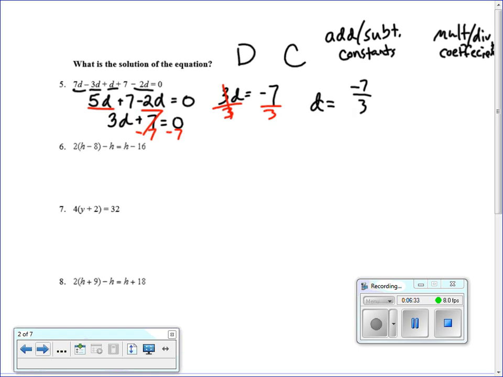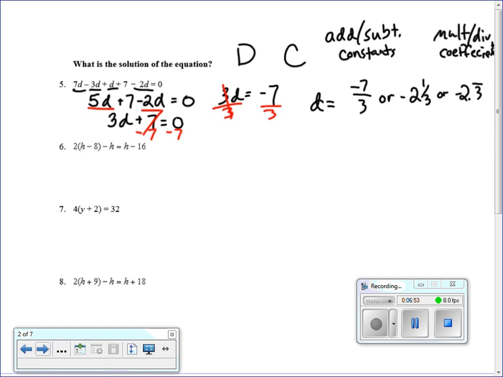Okay, you might see this written as a decimal or as a mixed number. As a mixed number, that would be 2 and 1/3, so negative 2 1/3. As a decimal, that would be negative 2.3 repeated.